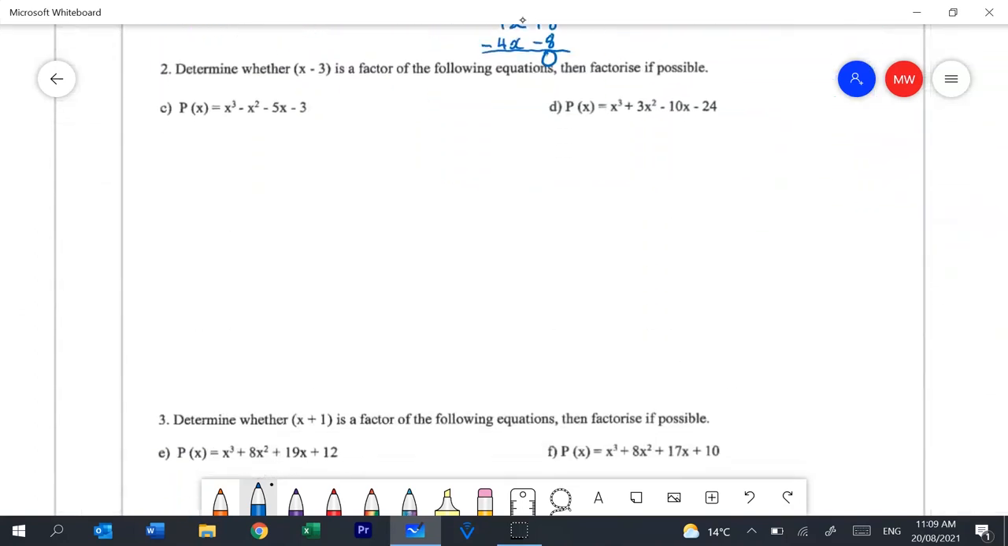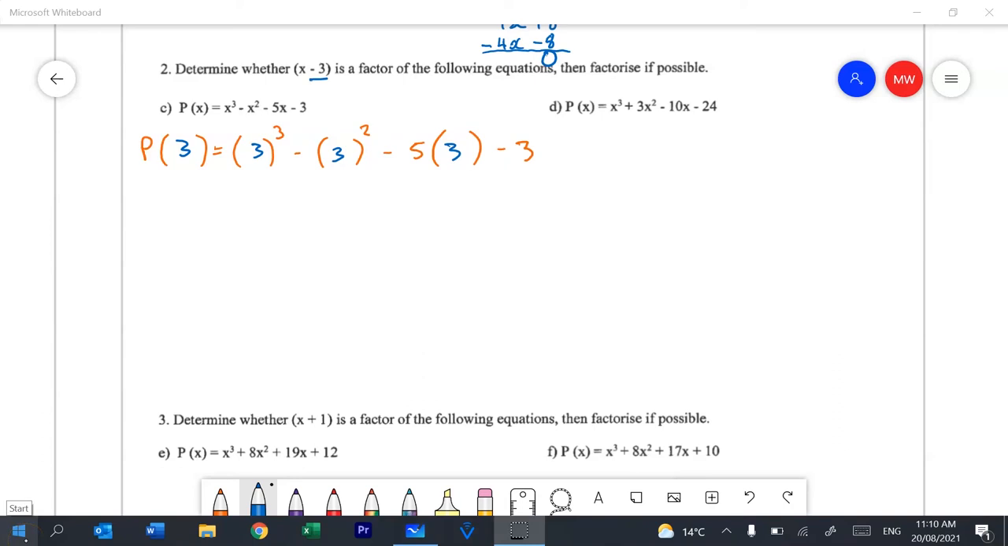Question 2. What we'll do here is we will use the remainder theorem again. So we'll set that up here. We've got P of x, and then it'll be x cubed minus x squared minus 5x minus 3. But this time when we fill it in, we've got a minus 3. So we're going to make this positive. Positive 3, positive 3, positive 3, positive 3. We'll put that in our calculator. And we'll find that it equals 0. So there's no remainder. That is a factor. So let's factorize it.